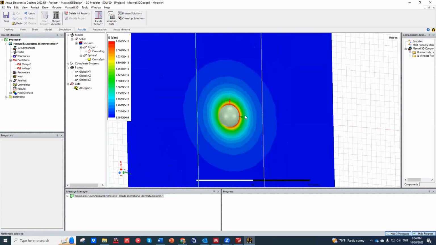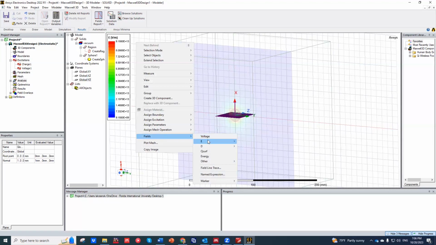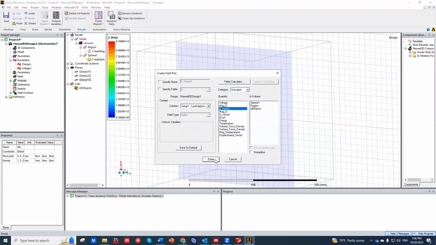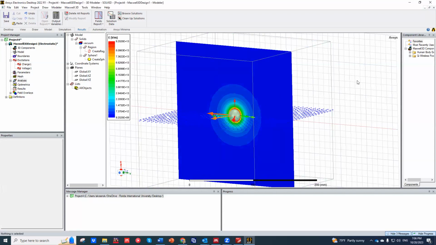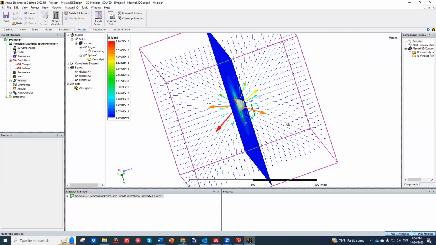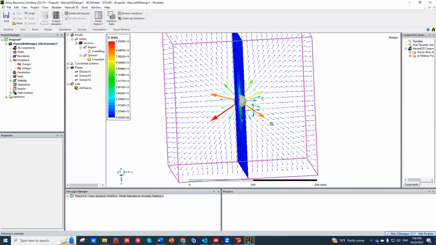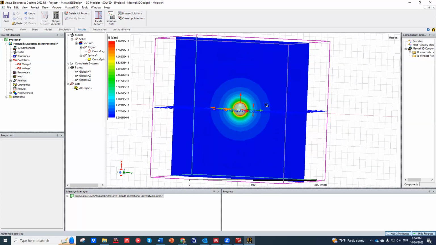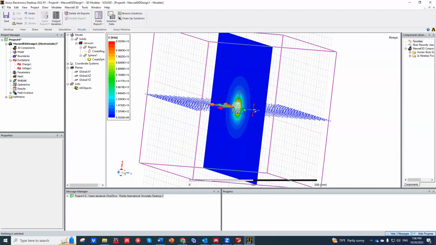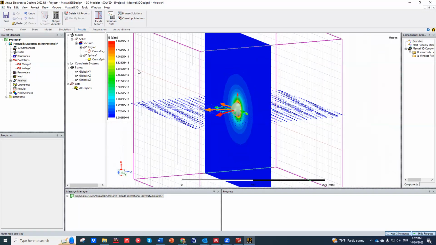Okay, I can do similar things, for example, for the YZ plane, but this time let me show the vector fields in this plane, like this. Okay, so now I have this charged sphere. I can show the electric field distribution around the sphere in vector form. I can also show the electric field distribution as a magnitude in the density plot form.